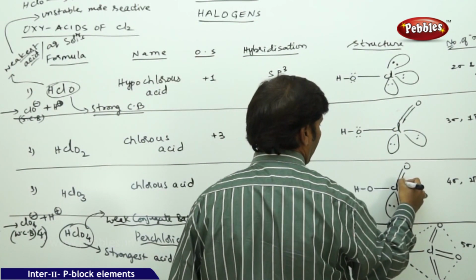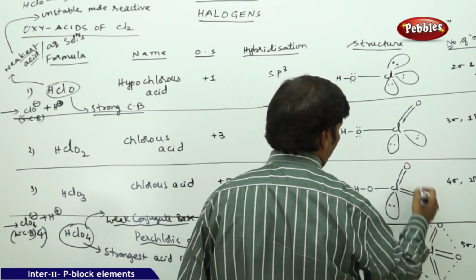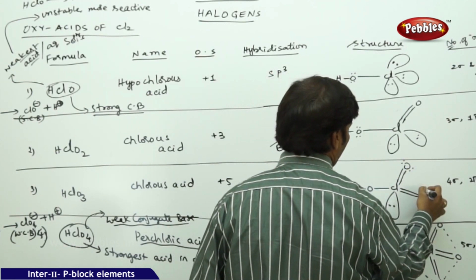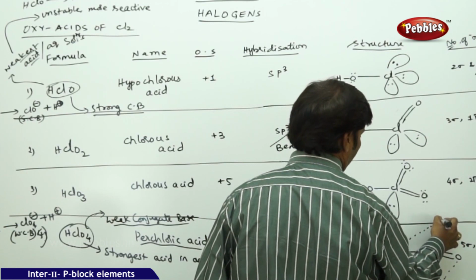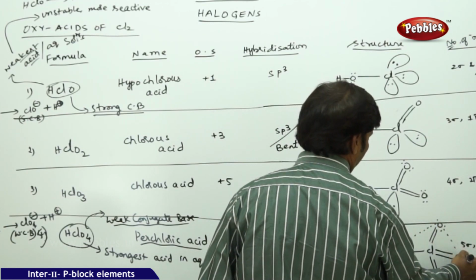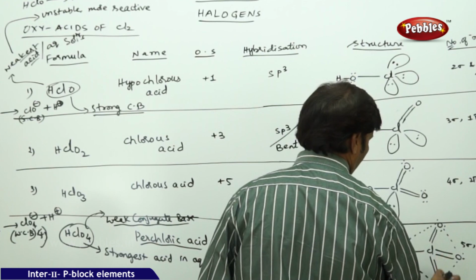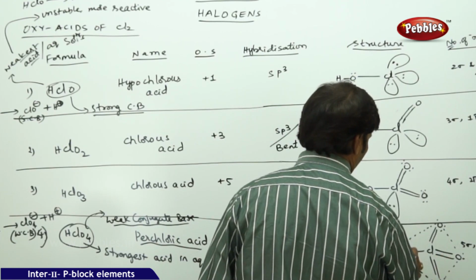And these are all the different shapes and structures of the oxy acids. We have 2 lone pairs on each oxygen. Here also we have 2 lone pairs on each oxygen.